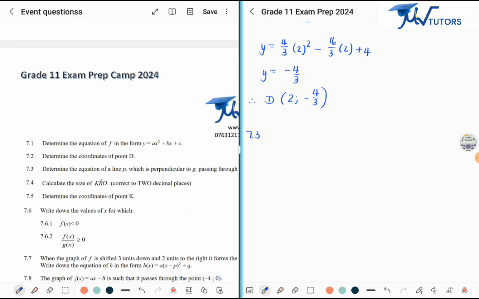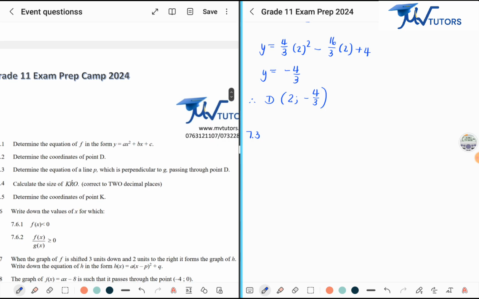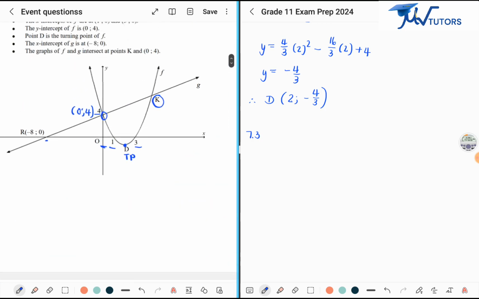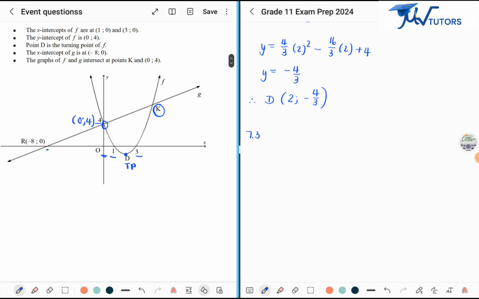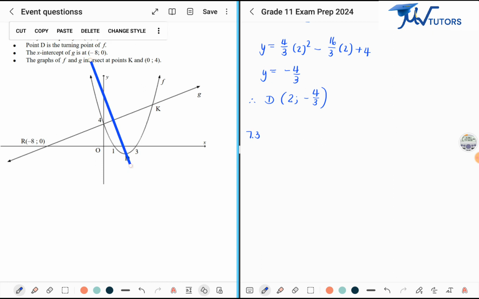Now 7.3, it says determine the equation of a line P which is perpendicular to G passing through point D. Okay, let me just erase all of this so that we can see clearly. So it has to be perpendicular to G and then it passes through D. I'm just going to draw a random line right now. Okay, so this is not perpendicular, this is somewhat perpendicular. Okay, but it has to pass through point D. Okay, cool.